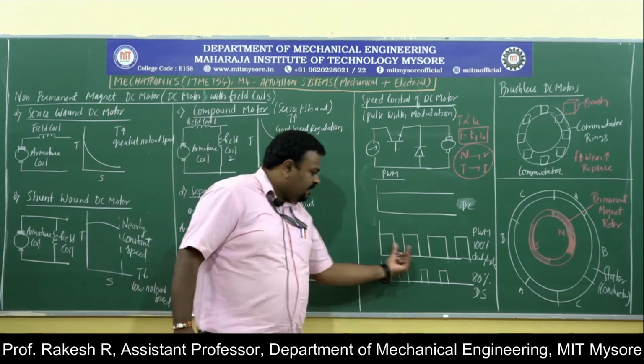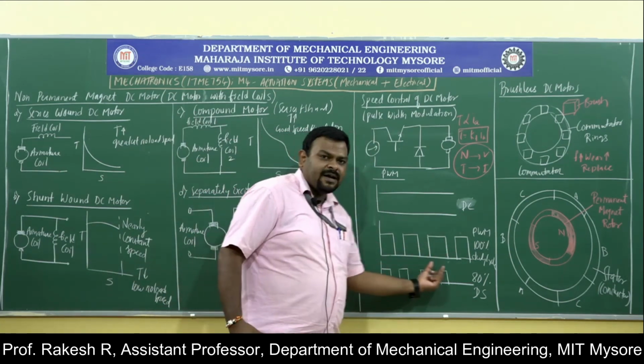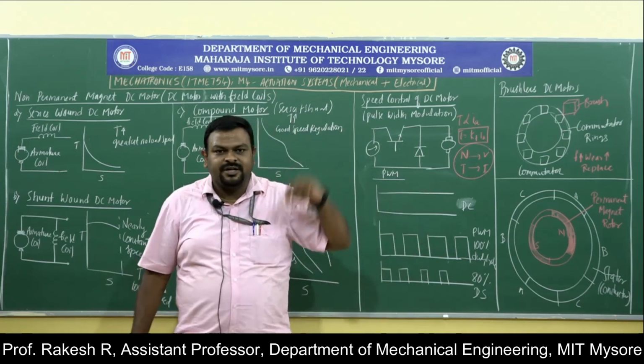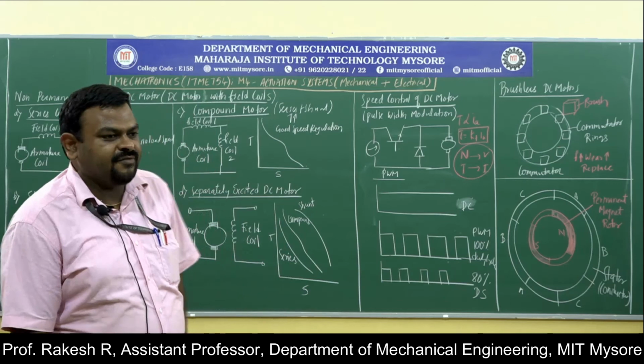So the width will be changing. This is 100%, it will have more width. 80% is comparatively less, then it goes on reducing. This concept is very important in the case of speed control of DC motor.